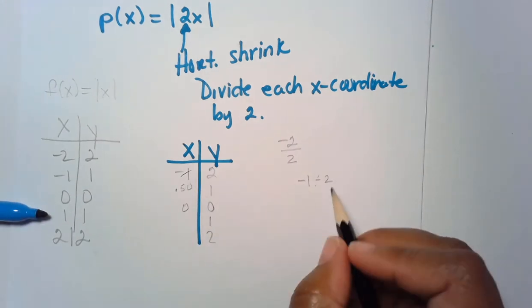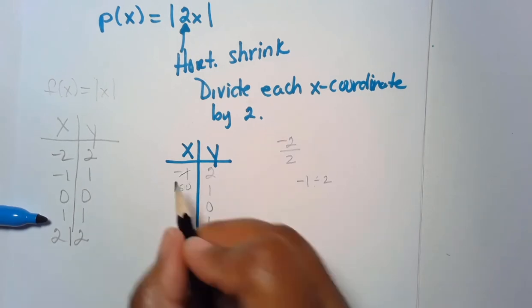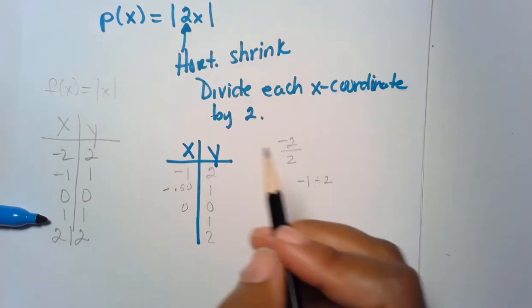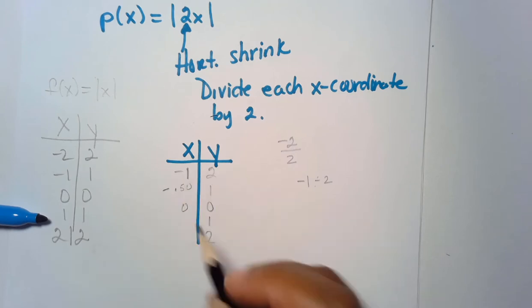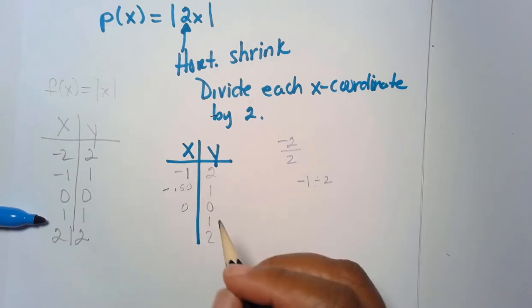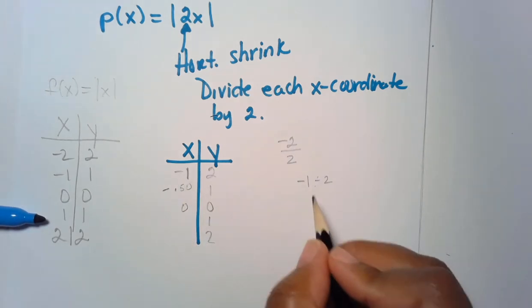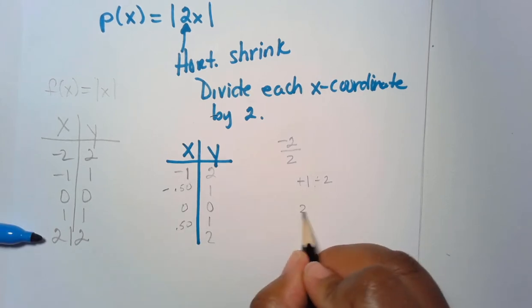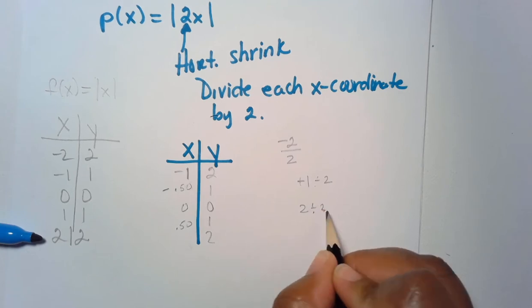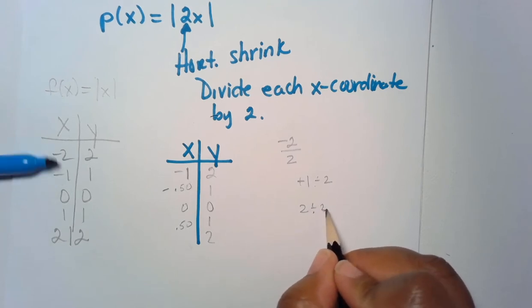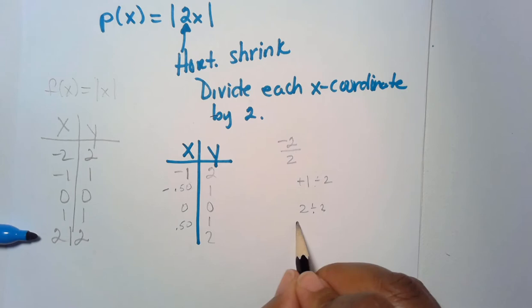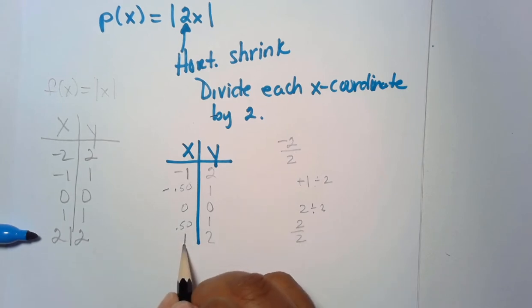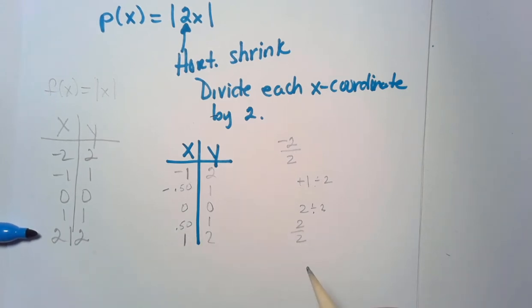0 stays 0. When it's negative 1, it is actually going to be negative 0.5. When it's 1, that would give us positive 0.5. And we have 2 divided by 2. We can write it as long division or as a fraction. We have 1.